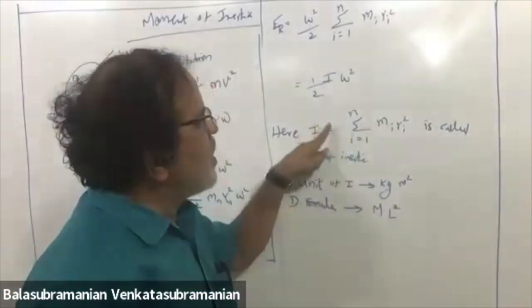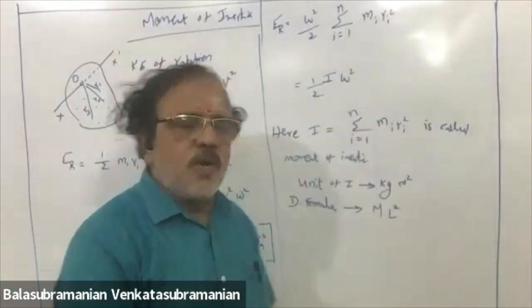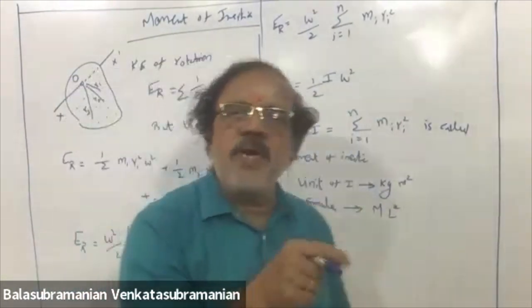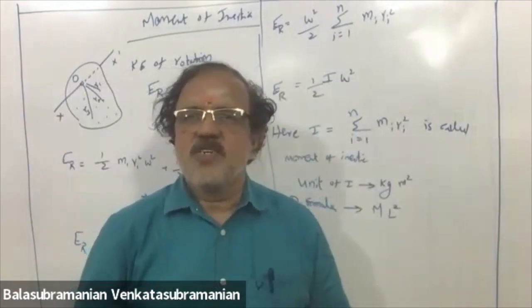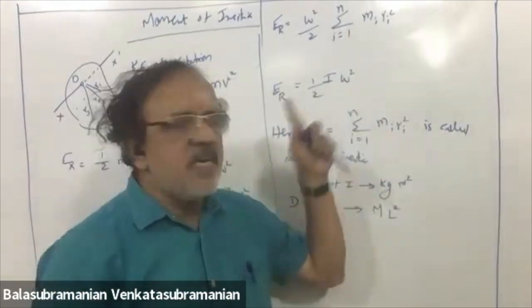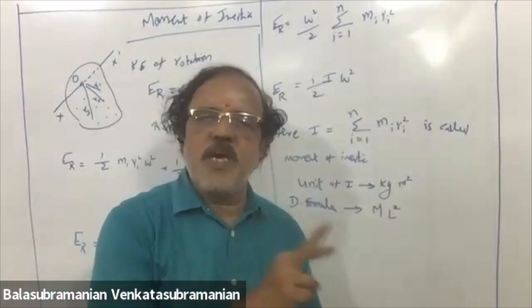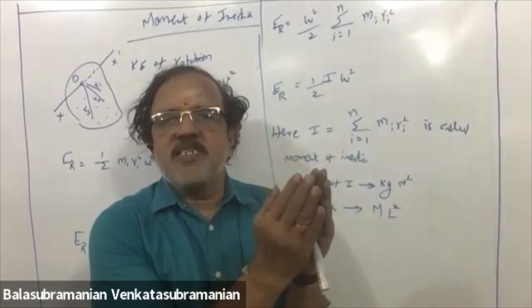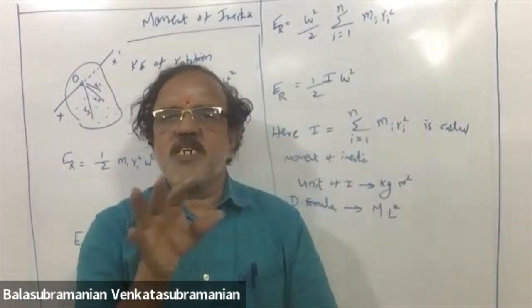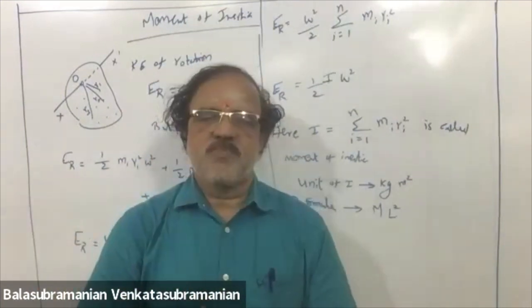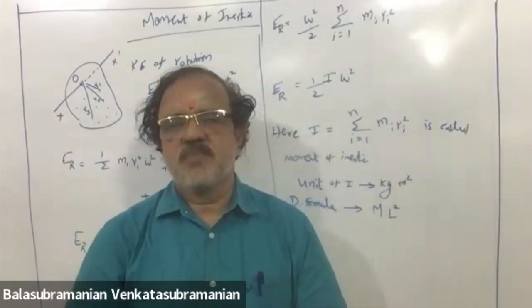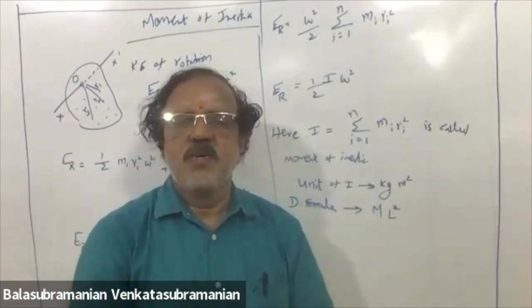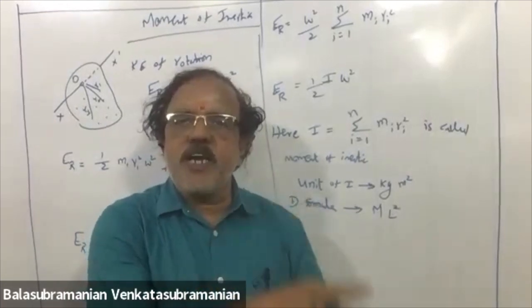So normal kinetic energy means half mv square. Rotational kinetic energy means half I omega square. So instead of m, it is replaced by I. Instead of v, it is replaced by omega. Whatever role mass plays in linear motion, moment of inertia plays in rotational motion. Same concept. Inertia: inability of a body to move by itself. Inability of a body to rotate by itself.